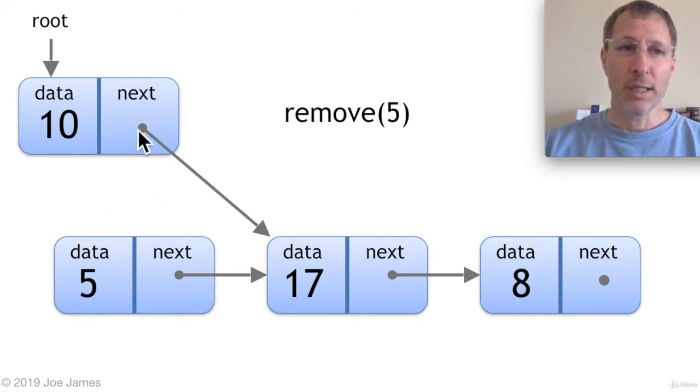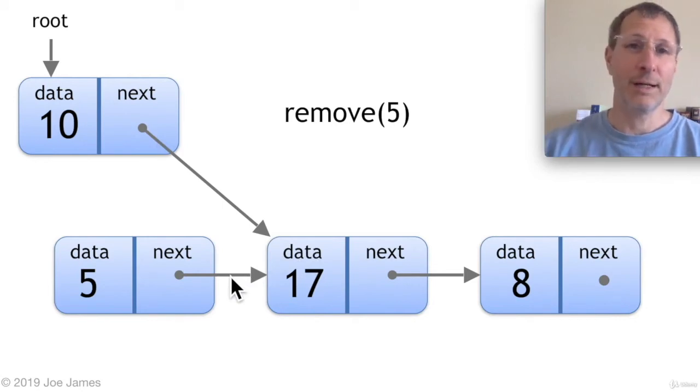We take the previous node to this 5. We change the previous node's next pointer to 5's next pointer. In other words, see 5? The next node is 17. So we just change 5's previous node, which in this case is the root, the 10. We change that next pointer to where 5's next pointer goes. And so now effectively the 5 node is completely cut out of the linked list.